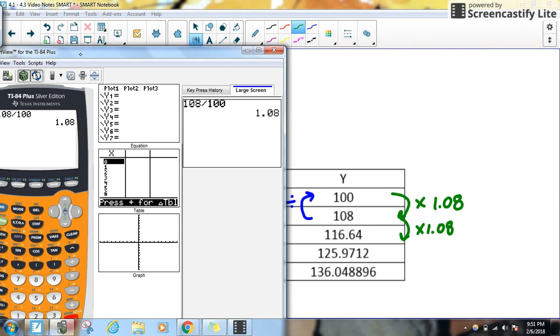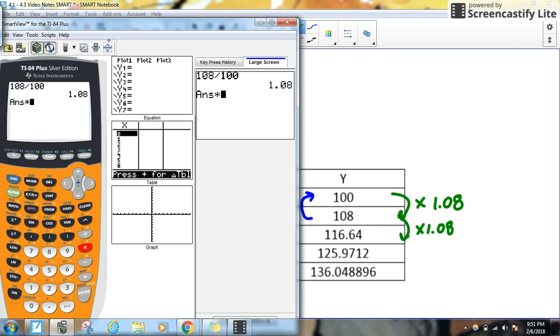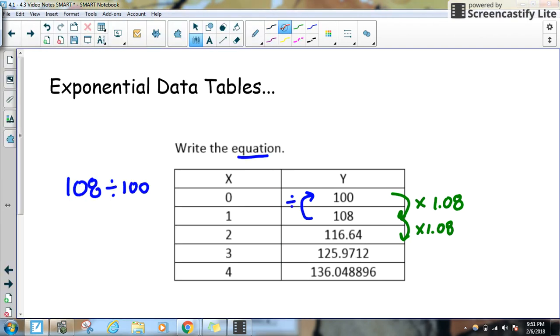So if I were to multiply this by 1.08, I hopefully should get the next data entry of 116.64. Let's see what happened. Oh, I multiplied the 1.08. Whoops, try that again. 108, that's what I meant to do. 108 times 1.08. And this should give me 116.64. Yes, it does. And if I try it again, it should give me the next entry. And it does, 125.97.